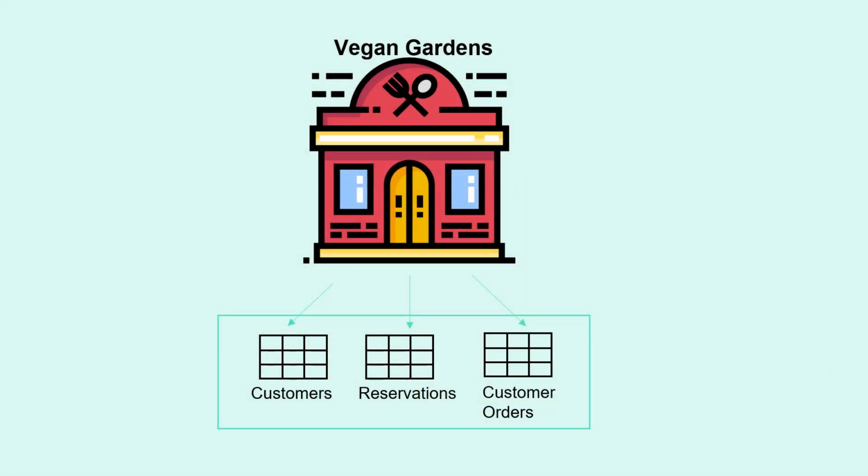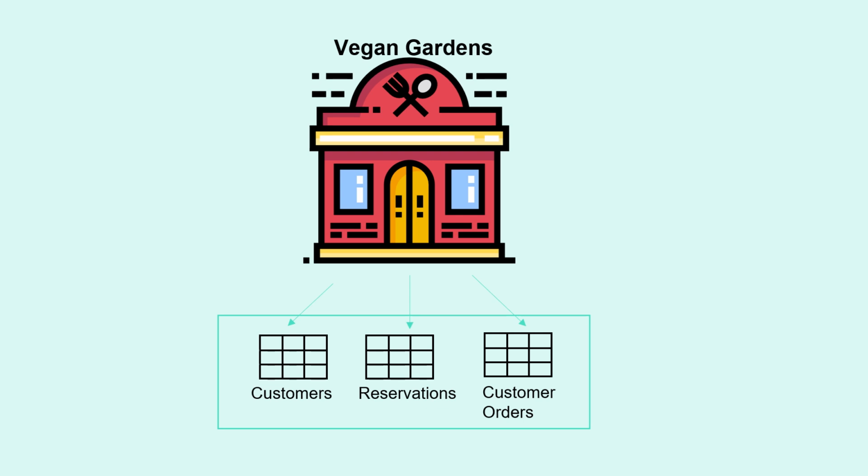For this video, we are using Vegan Gardens, a vegan restaurant, as our case study to show real SQL examples. Vegan Gardens manages its operations with three main tables. Number 1, Customers table. This holds customer information like names, phone numbers, emails, and delivery addresses. Number 2, Reservation table. Tracks table booking with details like reservation date, time, and table size.